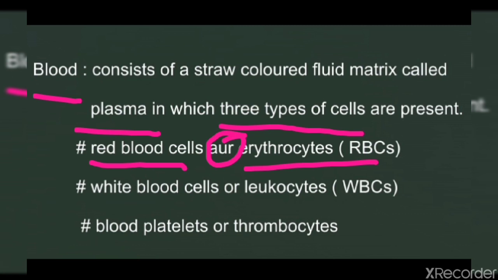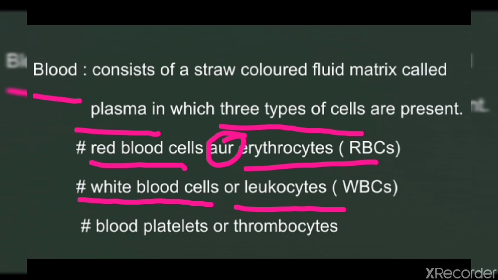The second one is white blood cells, or the other name of white blood cell is leukocytes. These cells provide protection from foreign bodies. Foreign bodies means bacteria, virus, and so on. So white blood cells protect our body from foreign bodies.